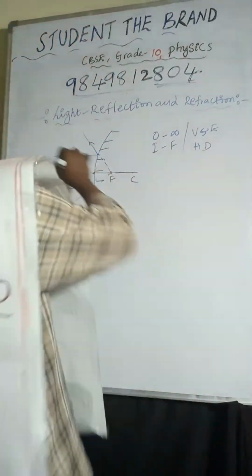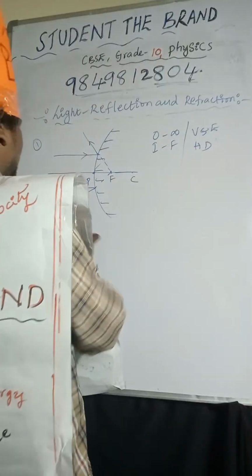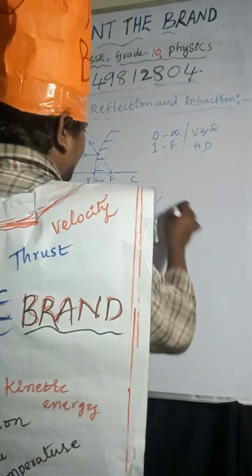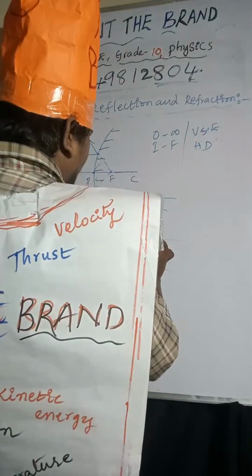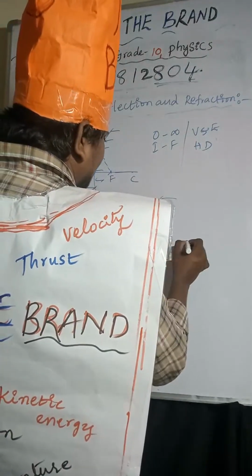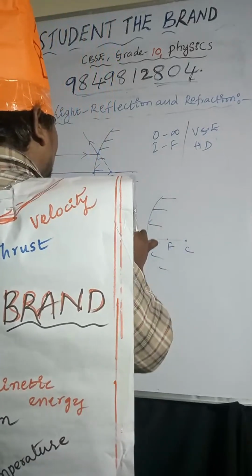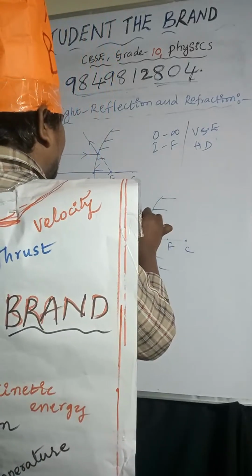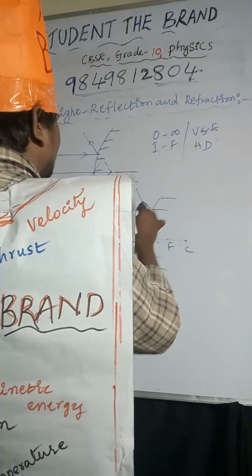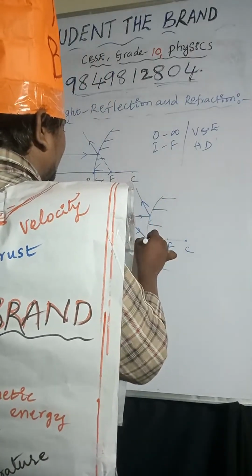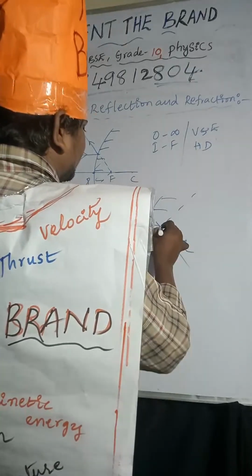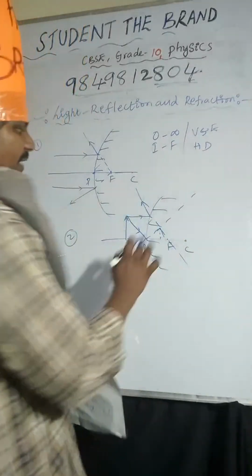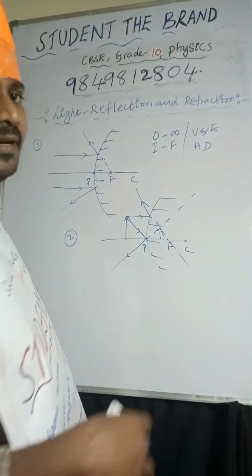And coming to the second one. Pole, focus, and center of curvature. Object is placed here. One light ray I am taking like this, another light ray like this. The image will form between P and F.